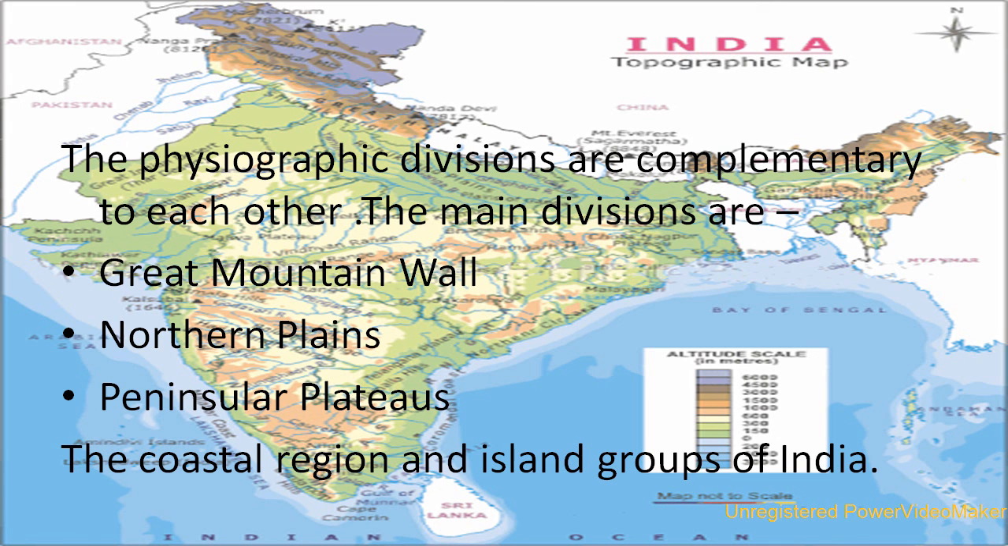Now, our topic is that the physiographic divisions are complementary to each other. The main divisions, how they complement each other, how they are helpful to each other. The main divisions are the Great Mountain Wall, Northern Plain, Peninsular Plateau, and the coastal region and island groups of India. So these four features are complementary to each other, like the Himalayas provide forest, water, check soil and wind erosion, and maintain the ecology of the country.